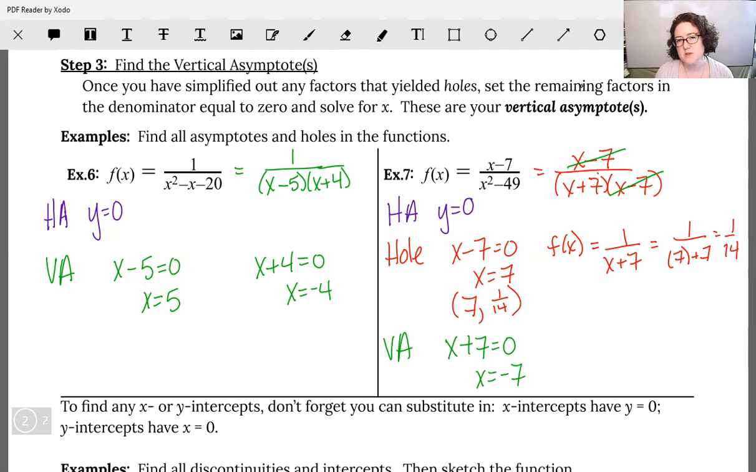Last piece of this. This isn't finding discontinuities, but it can absolutely help us when we're finding individual points. And that's finding our x and y-intercepts. So keep in mind, when you have an x-intercept, that's going to be on the x-axis, so your y value will equal 0. When you're looking for a y-intercept, the x coordinate will be 0. So in our last 2 examples, let's go ahead and sketch our graphs out and find all of our discontinuities. We're going to use the rules that we looked at already, find our x and y-intercepts, and sketch out the graph.